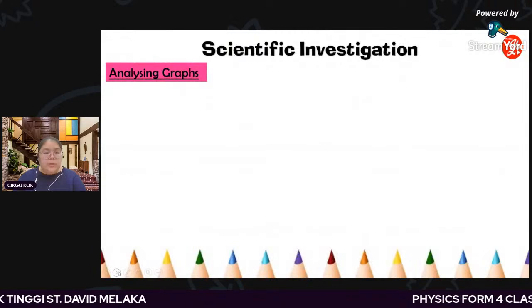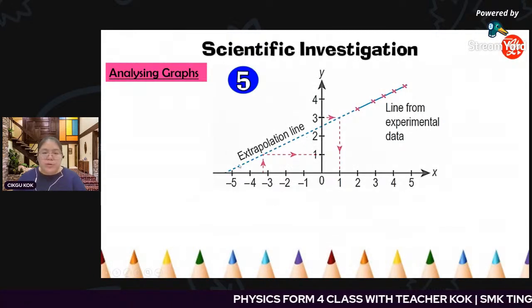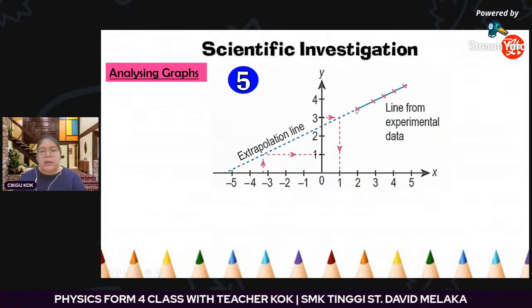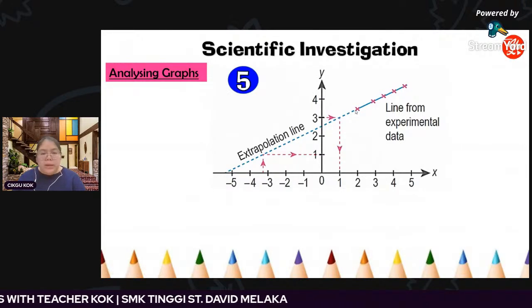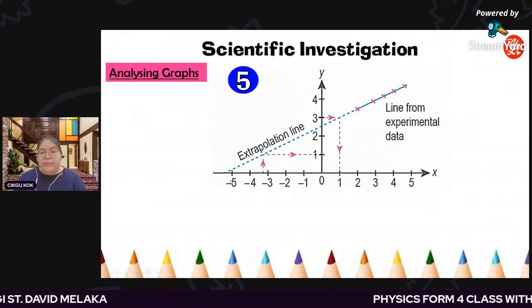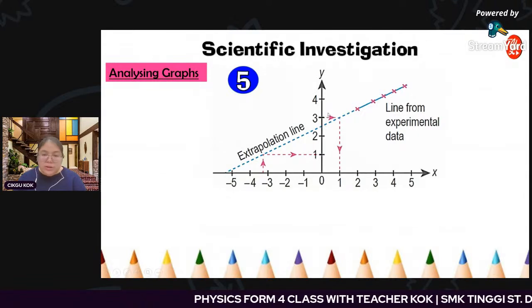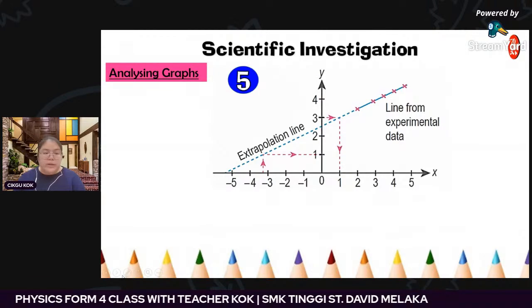Okay, then we go to number 5. Number 5 means you need to do the extrapolation line. That means maybe the graph is just halfway, not complete. Then the question will ask you something, maybe you need to measure at -5. But at -5 there is no line, right? What do you need to do? You need to extend the line. So this one we call extrapolation line.